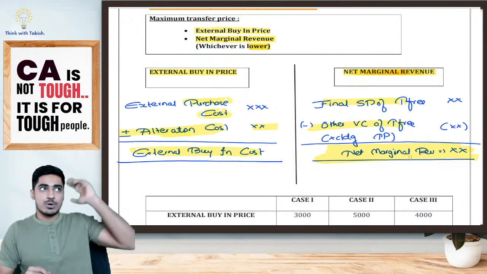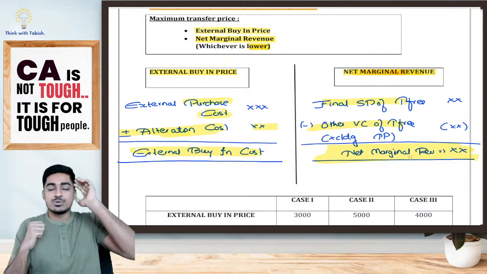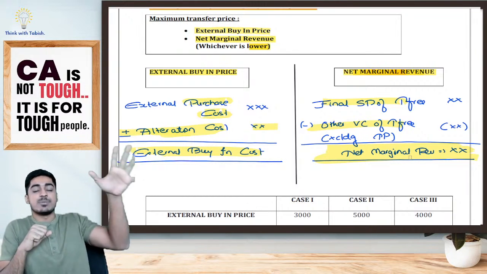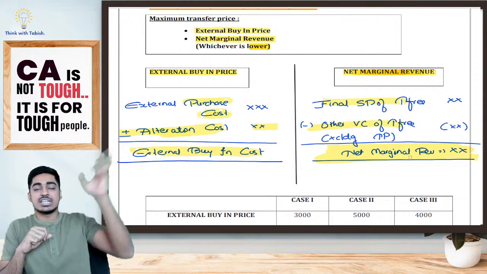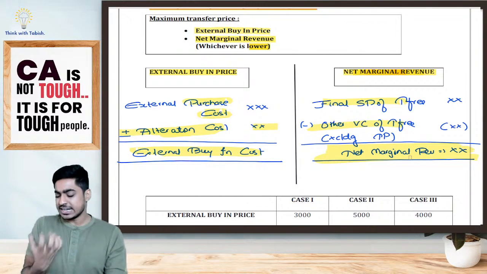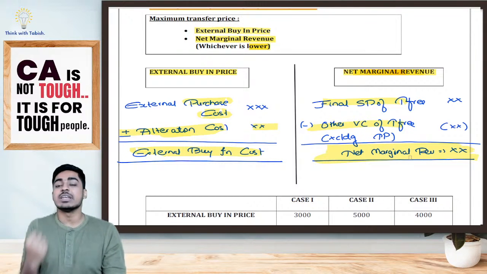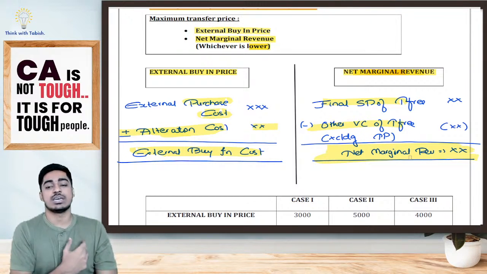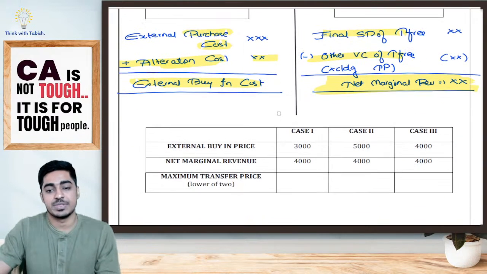Maximum transfer price: we are looking from outside, what is it? From inside, what is it? From the outside perspective, if I buy from outside, what is my cost? That is the external buying cost. Inside, how much net cash is there with me? So the net is the final selling price minus the other variable cost. Net cash, how much I have. Whichever is lower. Why whichever is lower?